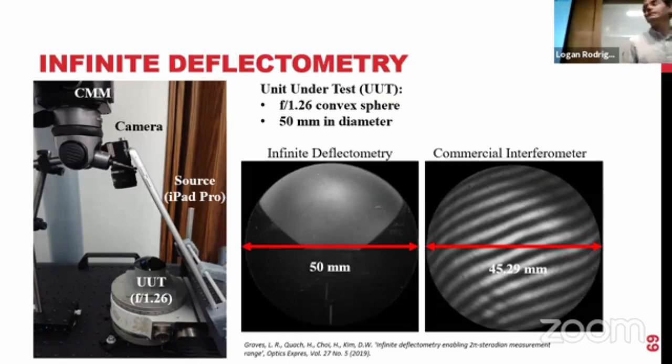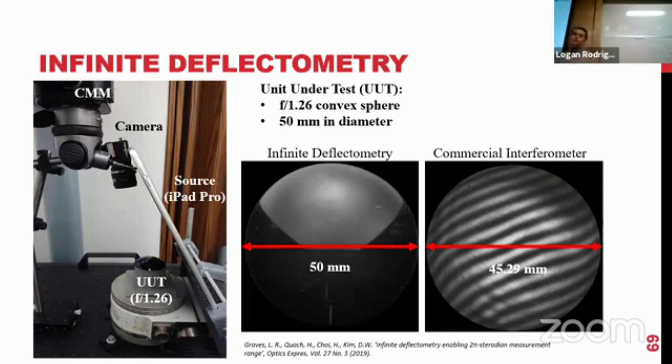We tested an optic. It's an F/1.26 convex sphere. What that F/1.26 refers to is the F number, and it's simply a ratio of how curved is it relative to what the diameter is. In this case, F/1.26 is telling us it's really steeply curved. It's a fast optic. When we put it on the infinite deflectometry system, we can see only a portion of the optic.